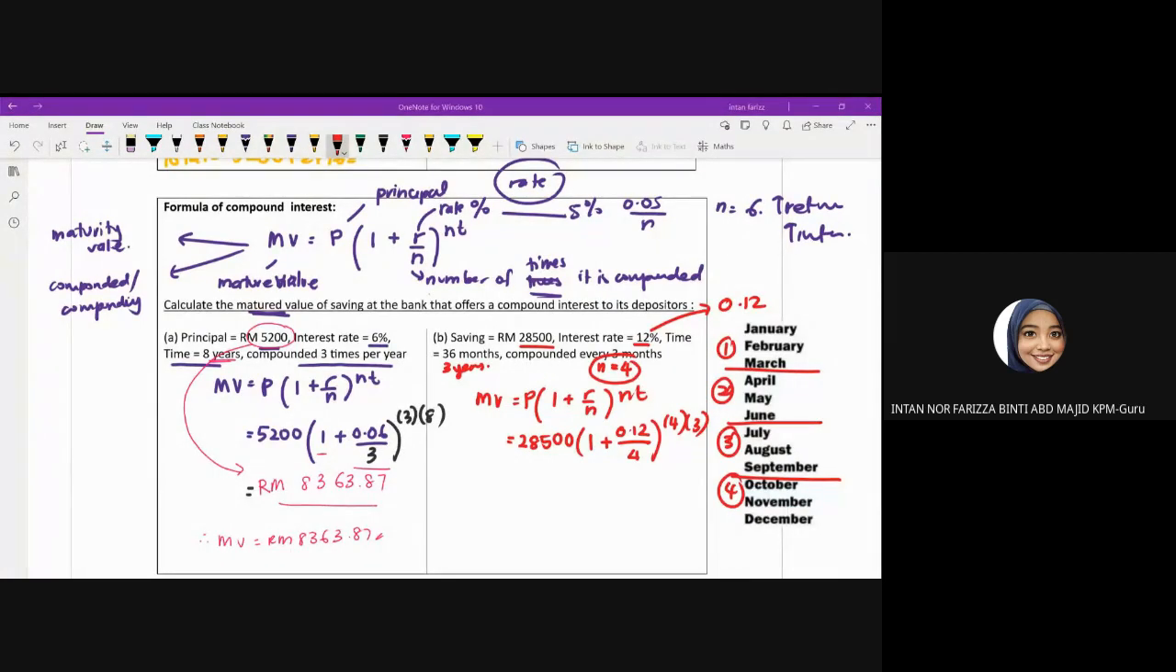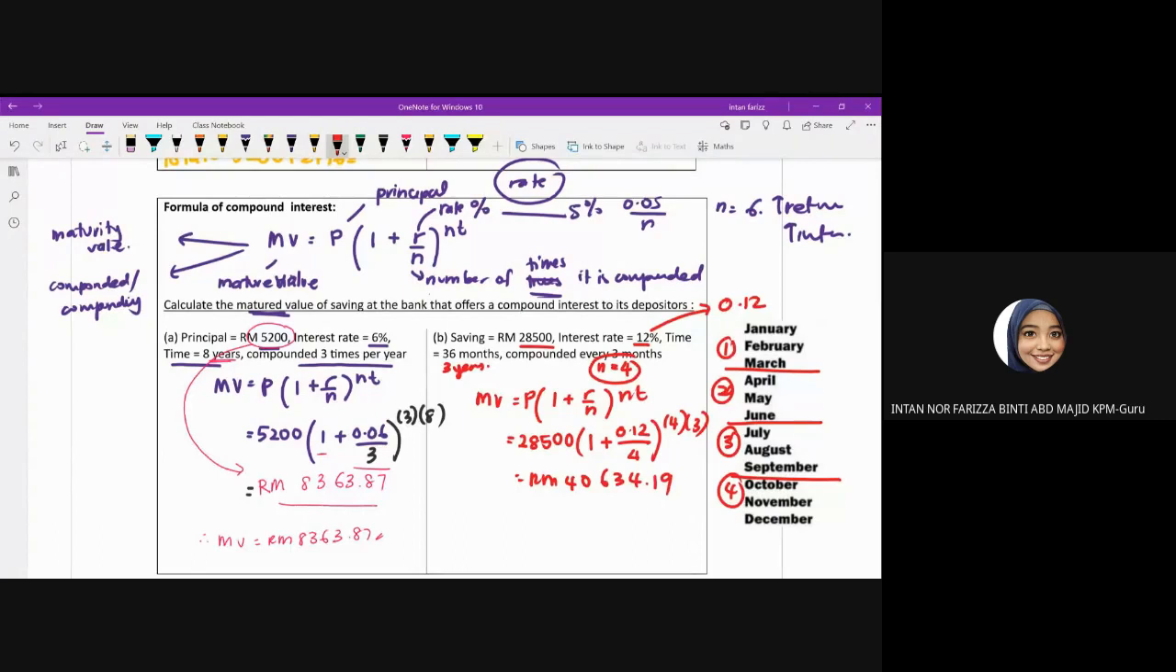Okay, you can type in the chat box. Make sure this is 2 decimal places because it involves money. Yes, correct. Okay, 40,634.19. So you write the answer here. RM 40,634 ringgit and 19 cents.